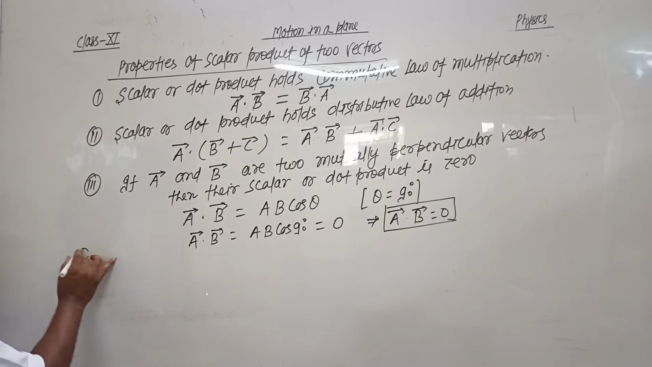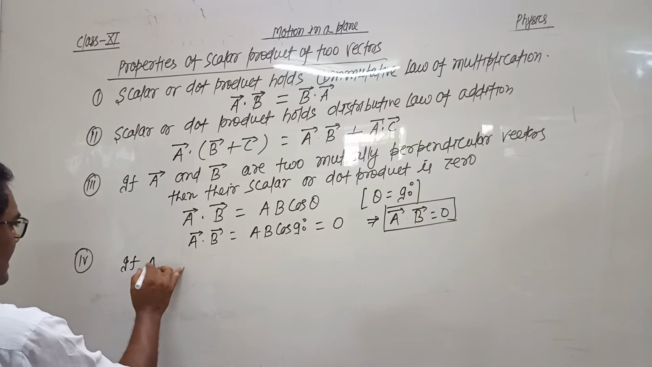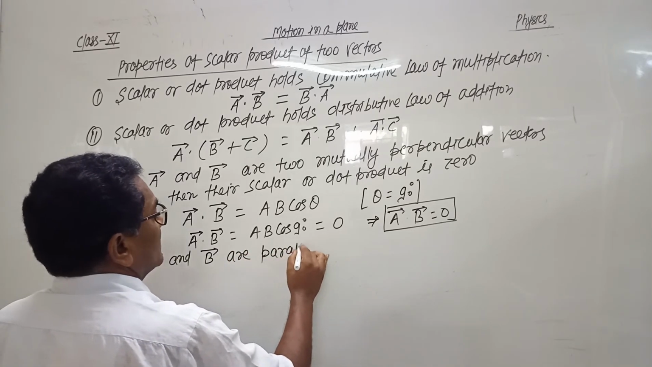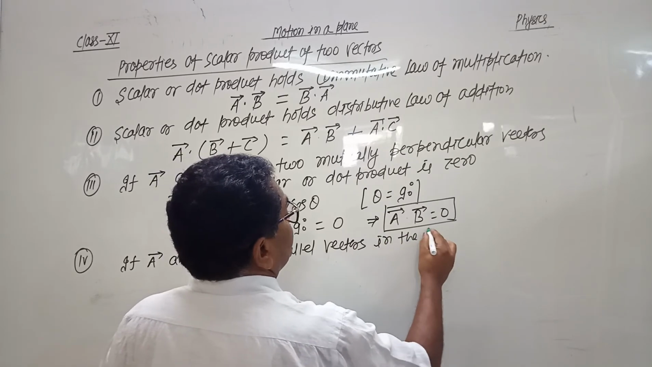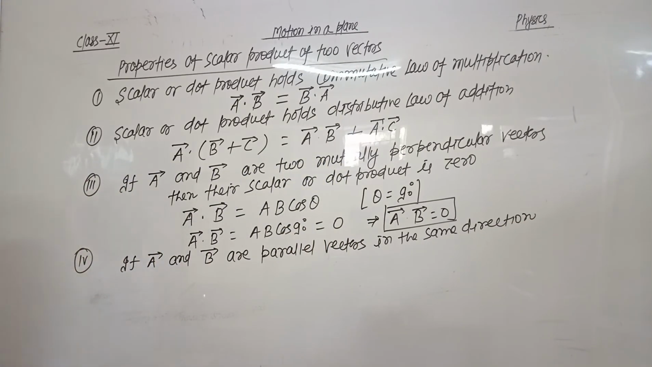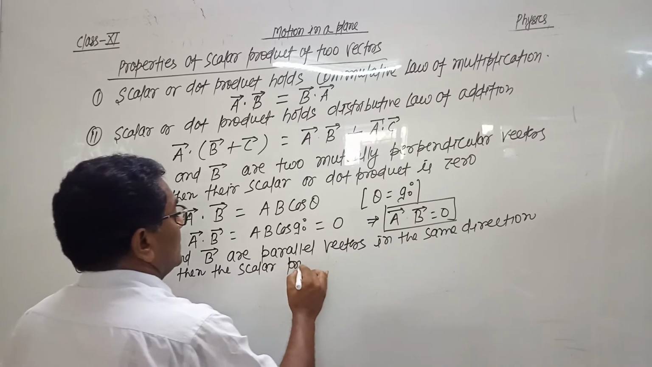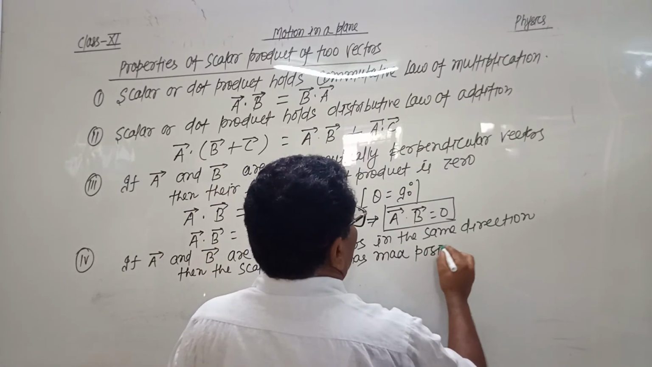Next property: if two vectors A and B are parallel vectors in the same direction, then their dot product, the scalar product, has the maximum positive magnitude.